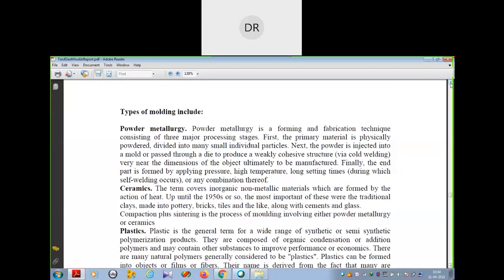The first stage is that the primary material is physically powdered into very small individual particles. After this, the next step is to inject the powder into the mold and pass it through the die to produce a weakly cohesive structure via some cold welding.